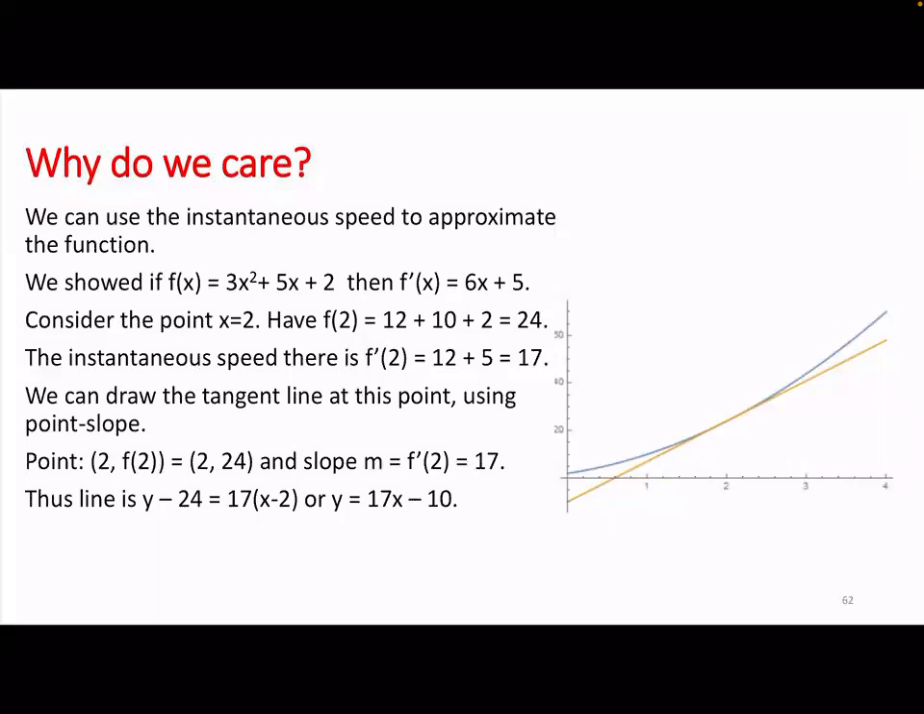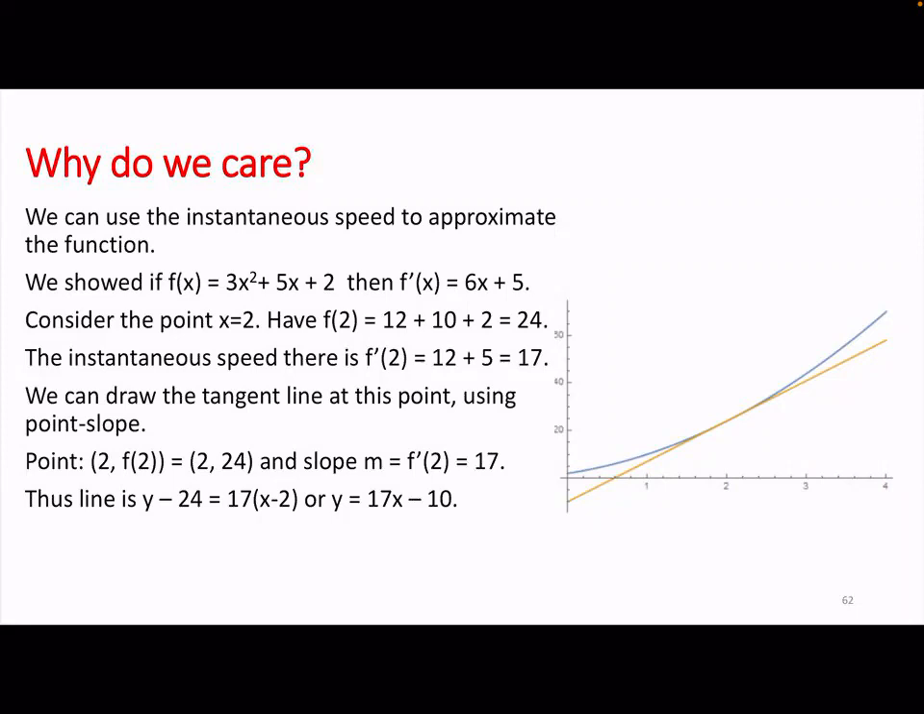And so how do you calculate the tangent line? Well, we're going at the point 2. And so if x equals 2, the value of y is f of 2, which here is 24. The slope of the tangent line is the instantaneous speed. That's f prime of 2. Well, we know f prime of x is 6x plus 5, so f prime of 2 is going to be 17. So we have a point that's on the line. The point is 2, f of 2. We have a slope, which is f prime of 2. And now we can use the point slope form. So the point slope form is y minus f of 2 equals m times x minus 2. Or just putting everything together and simplifying, you get y equals 17x minus 10.